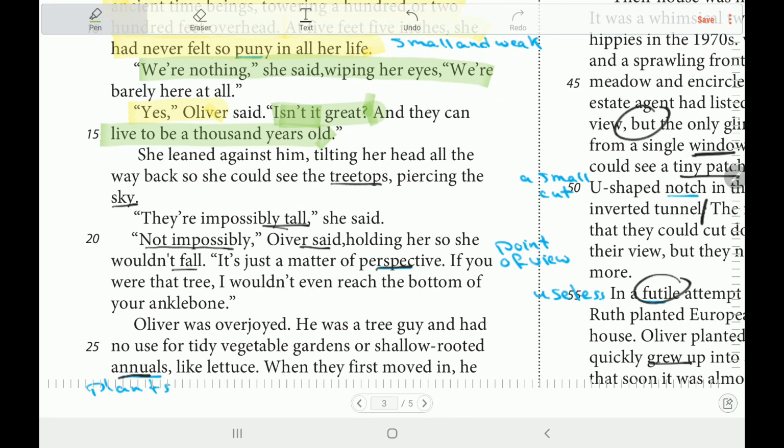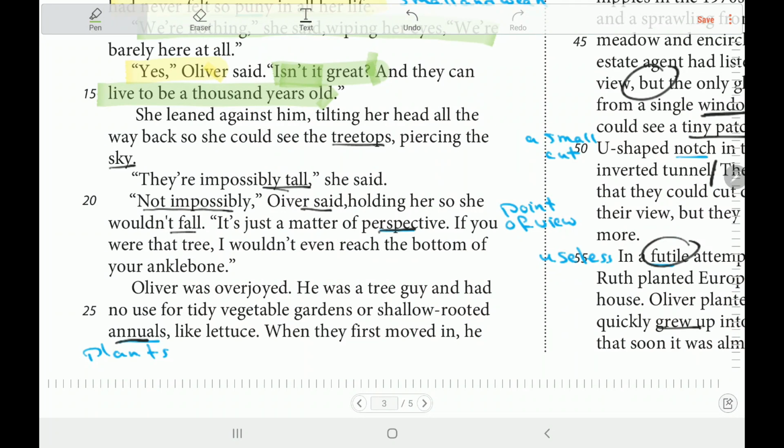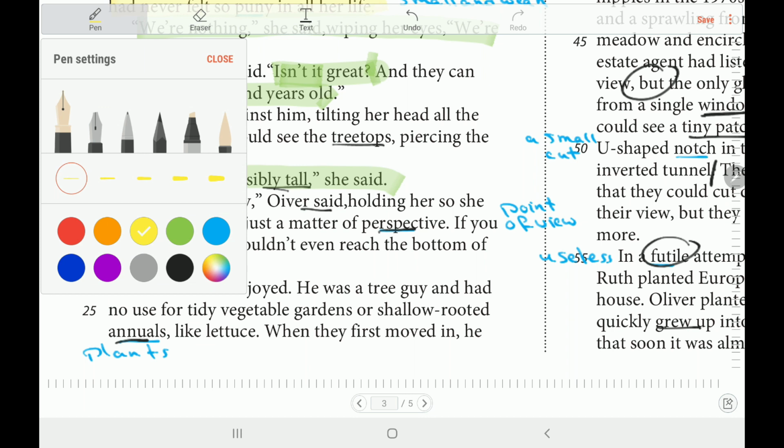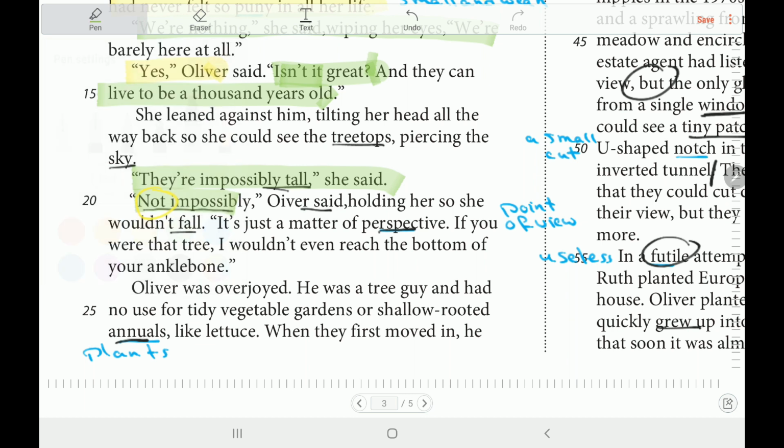Okay, the second evidence, from 20. So what did she say before? She said they are impossibly tall. But he said no. That's the key answer. No. Not impossibly. Oliver said, holding her so she wouldn't fall, it's just a matter of perspective. If you were that tree, it wouldn't even reach the bottom of your ankle bone.